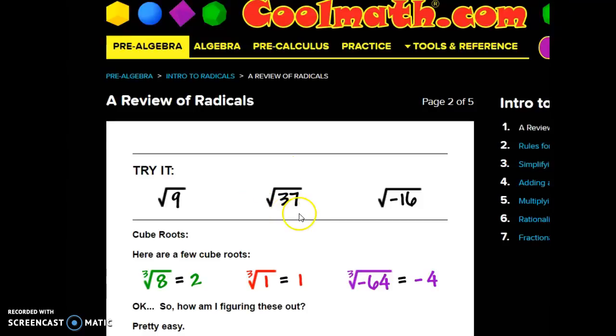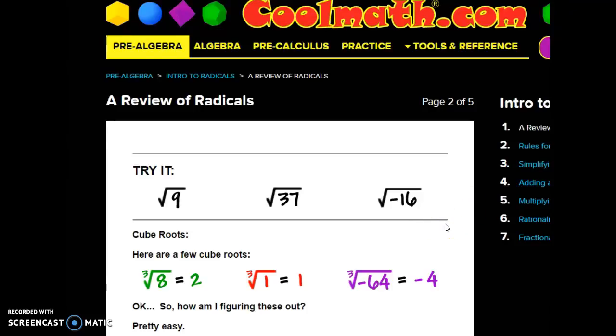What is the square root of negative 16? The correct answer is that you would write no real solution. It would not be correct for you simply to circle this. That would not be correct. You would need to write out the words no real solution.